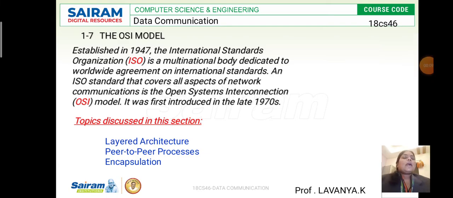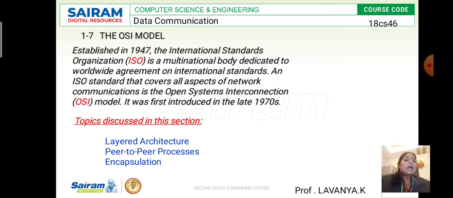Now I am going to discuss the OSI model. First of all, what is the OSI? What is the abbreviation of OSI? OSI stands for Open System Interconnection model. It was first introduced in the year 1970s by one of the standard organizations, ISO, which is nothing but the International Standards Organization.